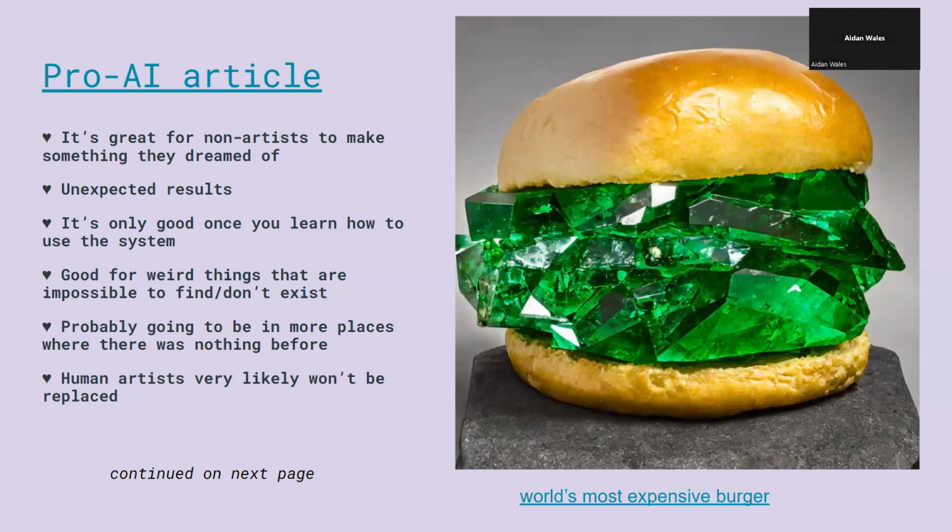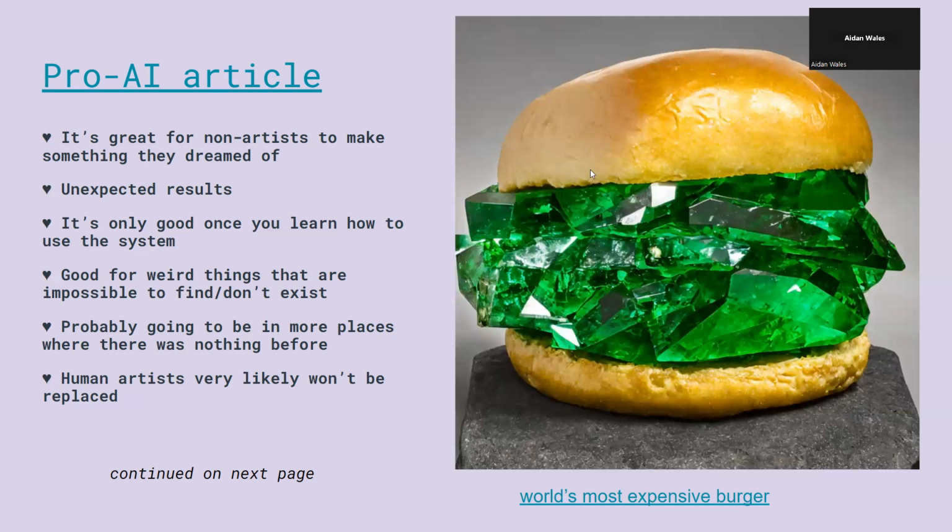For example, it's probably going to be in more places where there was nothing before. Kevin Kelly says something like, illustrators aren't going to be replaced because companies are going to be nice and use these for places where there could be additional illustrations, not replacing human illustrations, but more of them everywhere where they wouldn't exist before. And human artists very likely won't be replaced. I take a little issue with that, which I'll talk about.